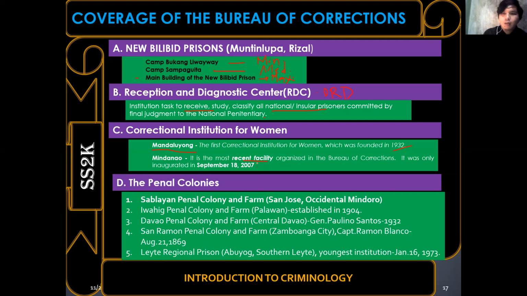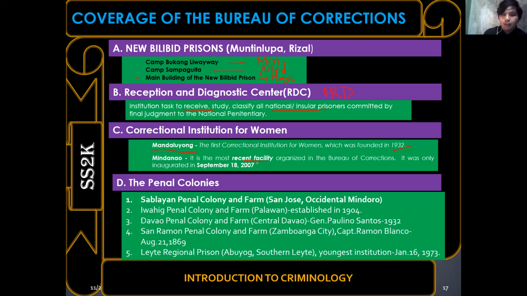So, ano yung mga penal colonies? Saan pupunta yung mga colonists? Okay, we have the Sablayan Penal Colony and Farm in San Jose, Occidental Mindoro. The Iwahig Penal Colony and Farm in Palawan, established in 1904. It is considered as the best prison without wall. No? Yung pong Iwahig Penal Colony na dating tawag dyan is Luhit Penal Settlement.